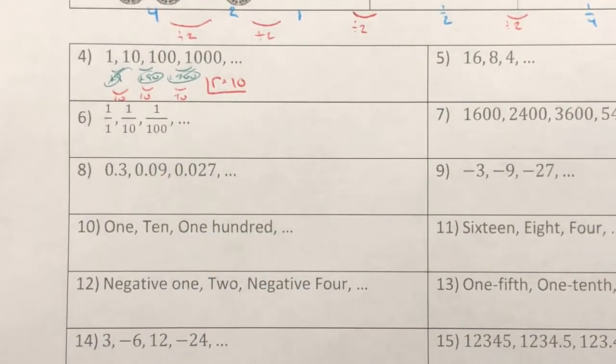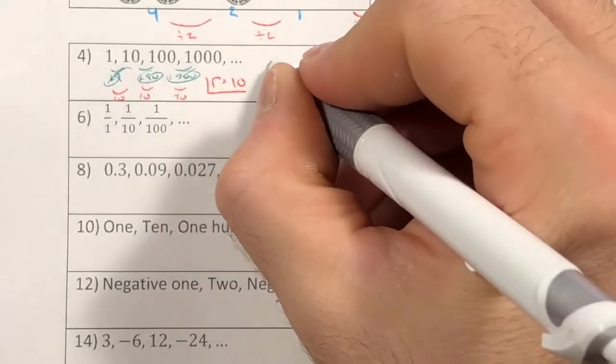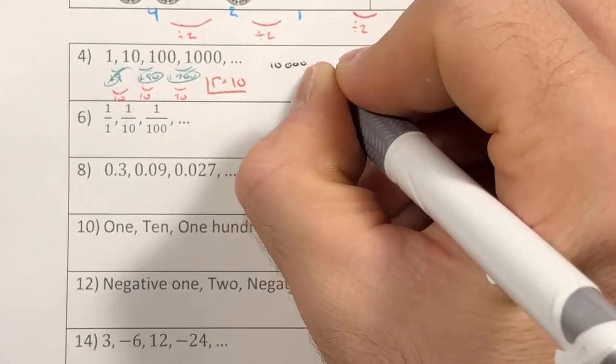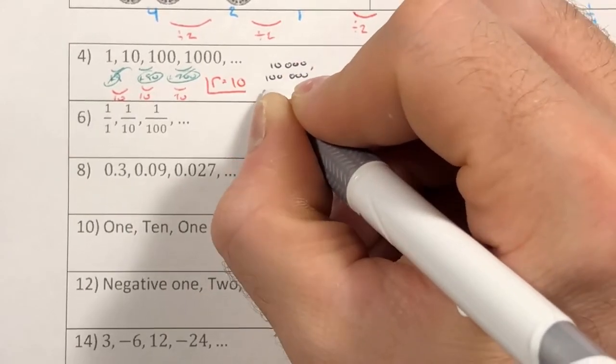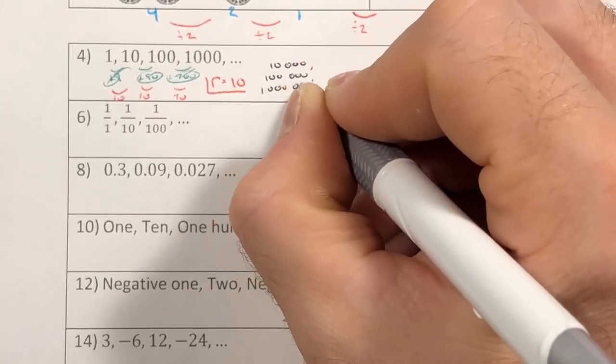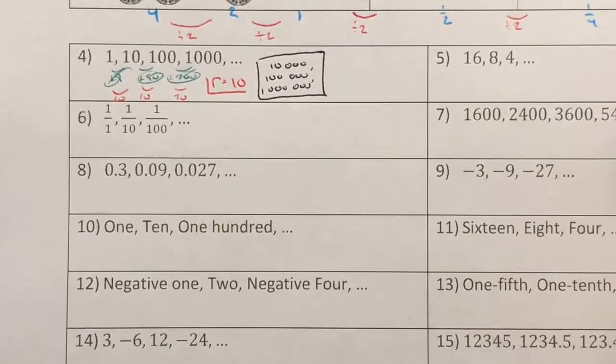Okay, so that means I'm going to multiply 1,000 times 10, which is going to be 10,000. Multiply that times 10, I get 100,000, and then 1 million. And those are my next three terms.